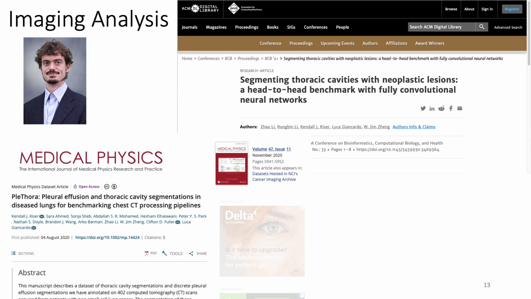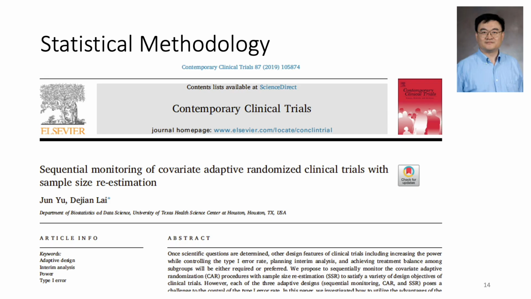Participating faculty Dr. Luca Giancarlo also employed deep learning-based methods to analyze imaging data, helping faculty at MD Anderson. And we worked together to evaluate some current methods for imaging data analysis. Participating faculty Dr. Dejian Lai, who is a biostatistician, developed some methods that can be applied to advanced cancer research. For example, in this work, he developed methods for the sequential monitoring of covariate-adaptive randomized clinical trials with sample size re-estimation.